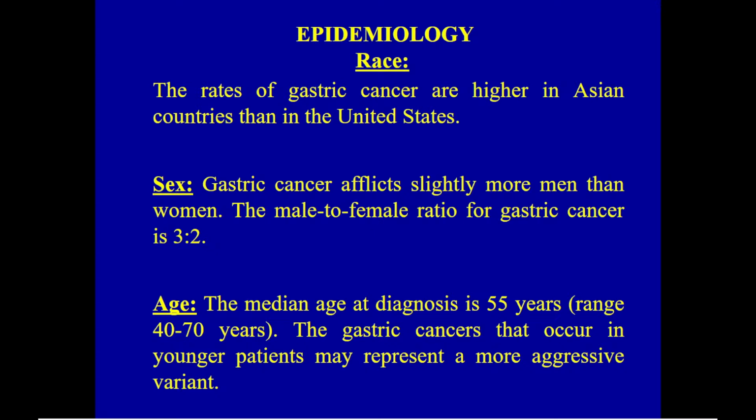Gastric cancer afflicts slightly more men than women. The male to female ratio for gastric cancer is 3 to 2. Age: the median age at diagnosis is 55 years, range 40 to 70 years. Gastric cancer that occurs in younger patients may represent a more aggressive variant.